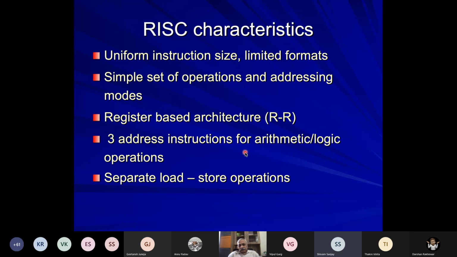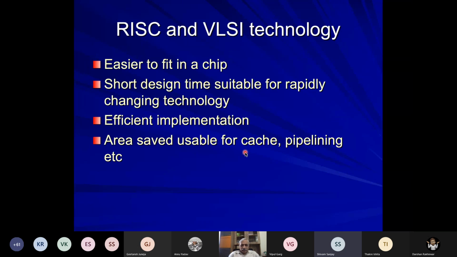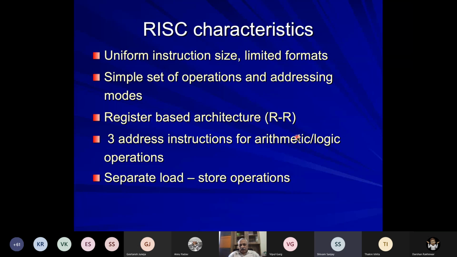Now, let me get back to a point I mentioned. I said that the area saved is usable for cache and pipelining. In fact, pipelining of a complex processor is very difficult because there are different instructions of different complexity. They take a different number of cycles for completion, and pipelining those is extremely difficult. So with an architecture of this kind, you will find as we go further in the course that pipelining is fairly easy as compared to complex cases.